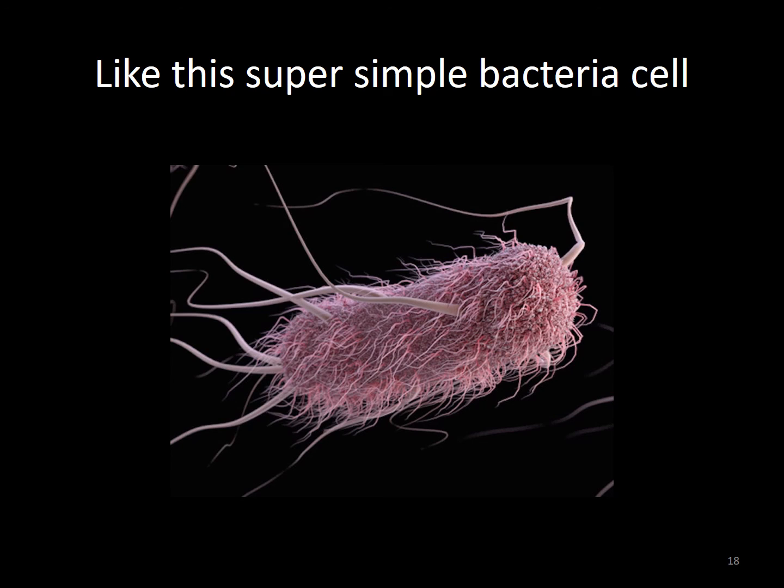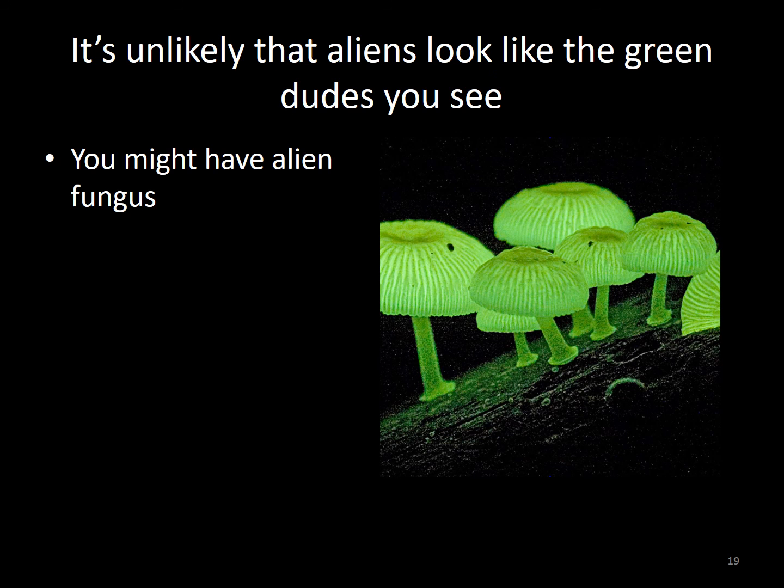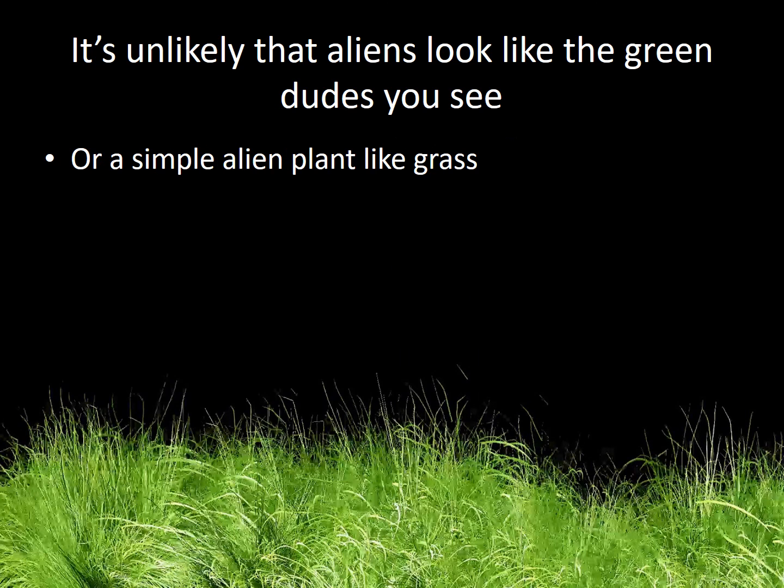simple. This really simple bacteria cell, for example, is just one cell on its own and it's a living thing. So it could just be a bacteria cell. Alien could look like these fungus. So it's unlikely that aliens look like the green dudes that you see. You might have alien fungus, like some alien mushrooms. Why not? Or you might have some alien plant, like grass. So aliens don't necessarily have to look like the green things that you might see on TV.